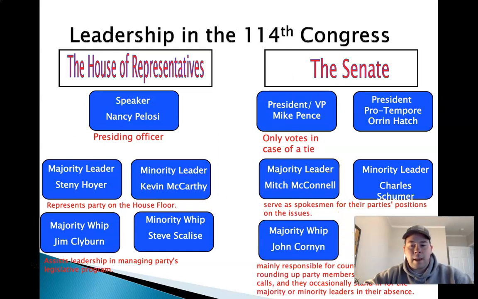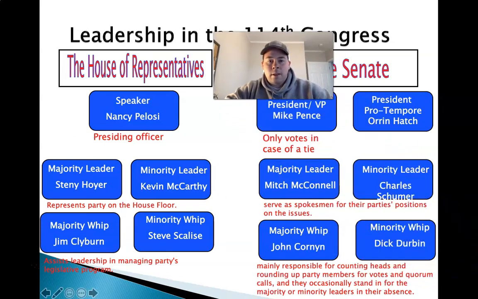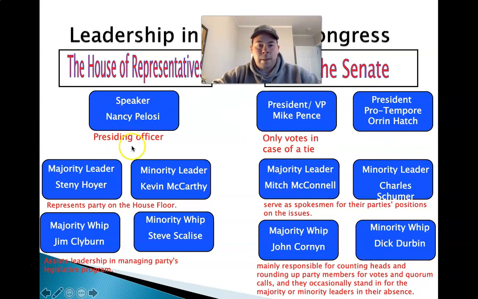Here is the leadership in the Congress right now. So you can see in the House, Nancy Pelosi is the Speaker of the House. She's the presiding officer. She sets the agenda. She sets what's voted on. She helps govern the majority party. And there's a majority leader. He's representing the House on the floor, or at least the majority party on the floor, while the minority leader, Kevin McCarthy, is representing the minority party. So Steny Hoyer is a Democrat. Kevin McCarthy is a Republican. Jim Clyburn is the majority whip, while Steve Scalise is the minority whip.